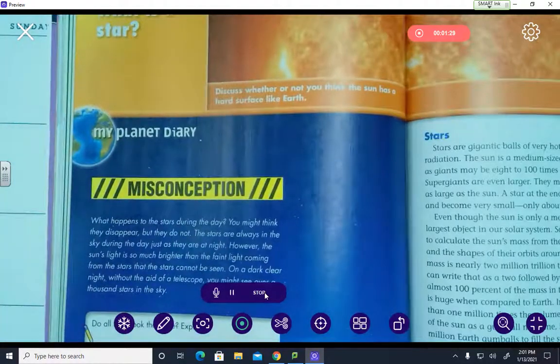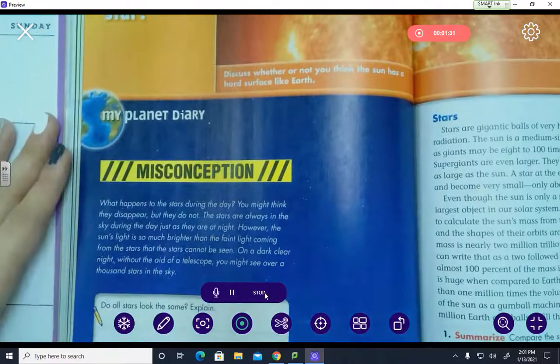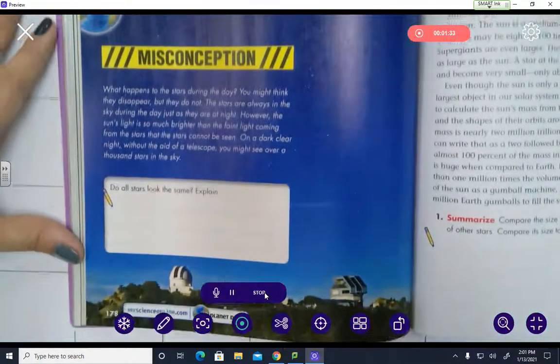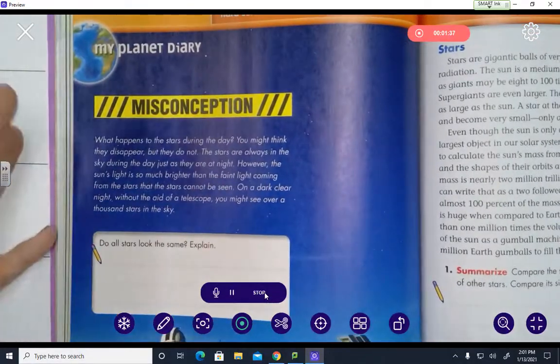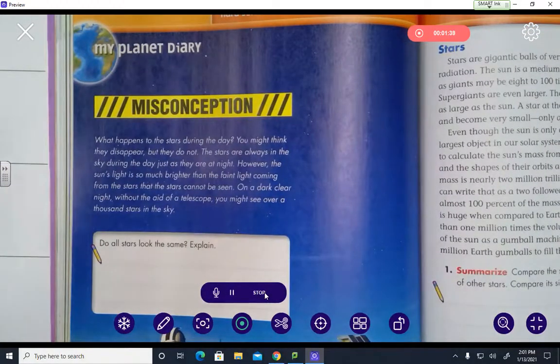Alrighty, we are going to start out on page 178 talking about a misconception. Do we know what misconception means? It's something that we think is true, but is actually not true, and why we think it's true, okay?